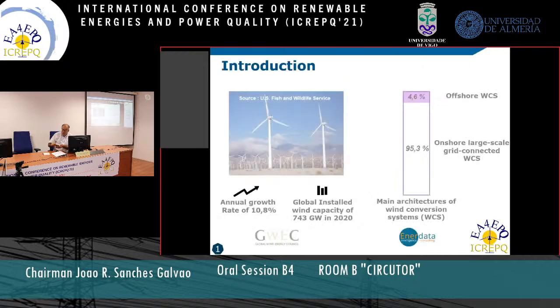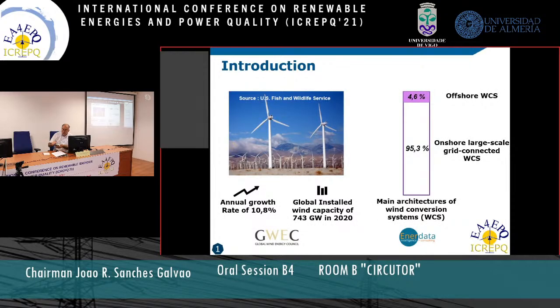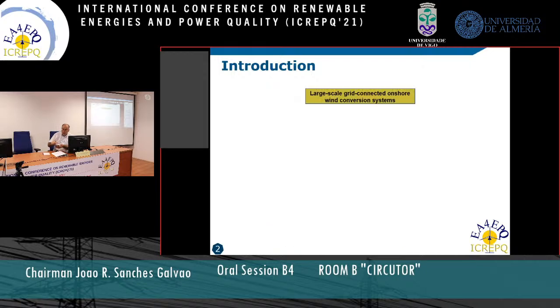As you may know, the annual growth rate of the wind energy market reached 10.8% in 2020, with a global installed capacity of 743 gigawatts. It should be noted that more than 95% of this capacity is produced by onshore large-scale grid-connected wind conversion systems. This fact motivates us to consider this particular type of wind conversion system in this application to design an optimal permanent magnet synchronous generator.